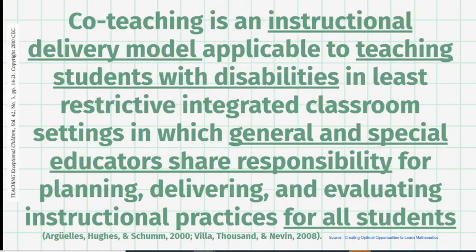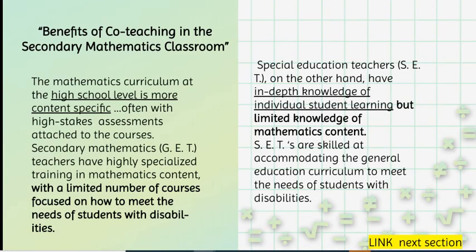for our students. So let's go back and revisit this definition we talked about earlier from Teaching Exceptional Children, where co-teaching is this instructional delivery model where we have two teachers in the classroom teaching, working with the students. General education teachers and special education teachers are sharing this responsibility. But why in the math classroom? Why in a secondary math classroom is this so important? Let's just take a little bit. We're going to revisit this benefits of co-teaching in the secondary math classroom article.